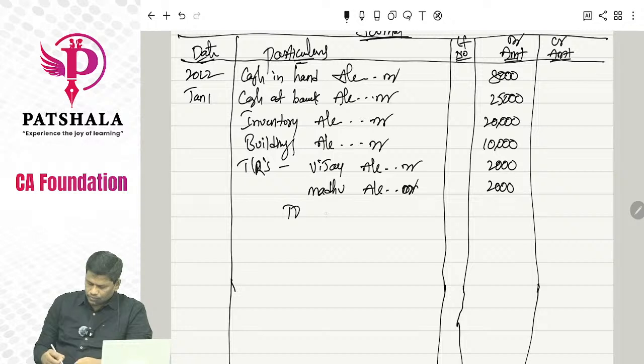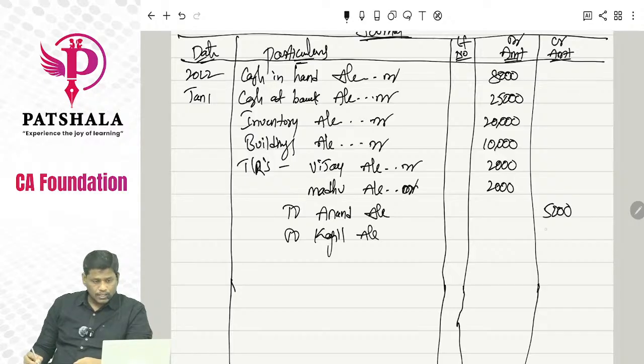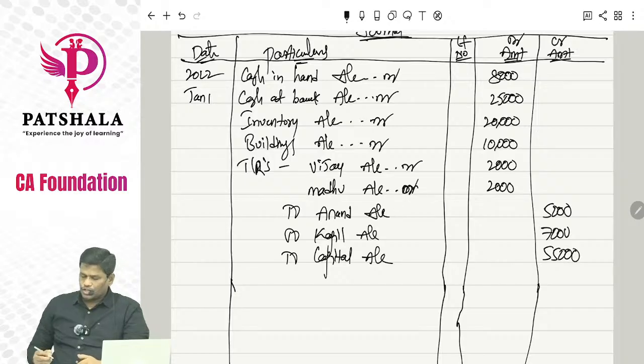2 credits. Anand account 5,000. To Kapil account 7,000. To capital account 55,000. Generally, total debit should be equal to total credit. This is the logic of our balance sheet equation also. Assets is equal to capital plus liabilities. Yes or no?